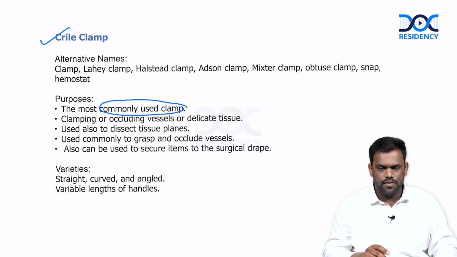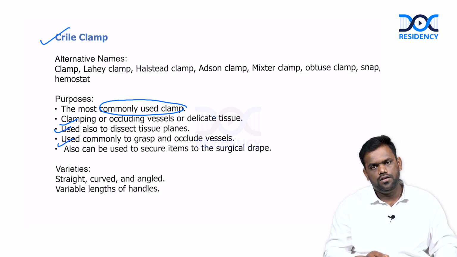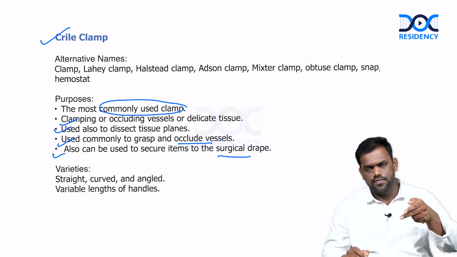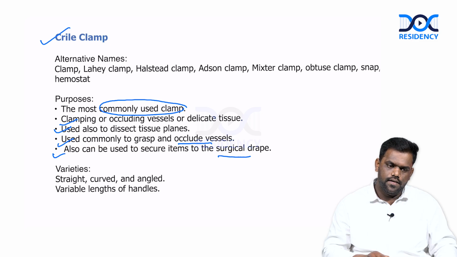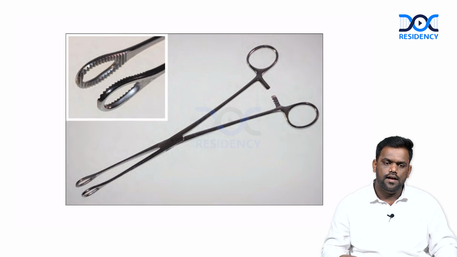It's a Crile clamp. It is used to clamp or occlude vessels and delicate tissues, to dissect tissue planes, commonly to grasp or occlude vessels, and also to secure items to the surgical drapes. It has many varieties like straight, curved, angled, and is available in various lengths. Next, identify these clamps.